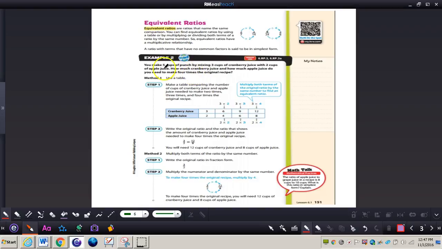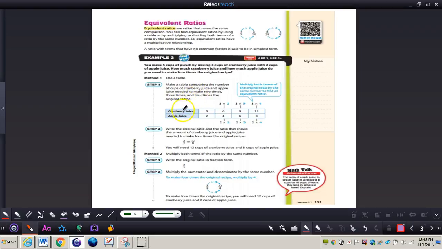All right, so we can see you make 5 cups of punch by mixing 3 cups of cranberry juice with 2 cups of apple juice. How much cranberry juice and how much apple juice did you need to make 4 times the original recipe? Okay, so a way that you can do this is making a table.